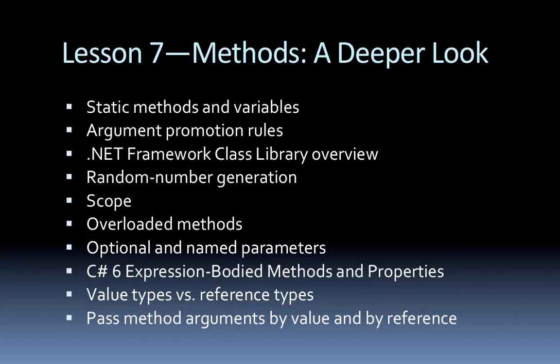We'll talk a little bit about C#'s argument promotion rules, which come into play when you invoke a method, passing it an argument that does not precisely match the type of a corresponding parameter.